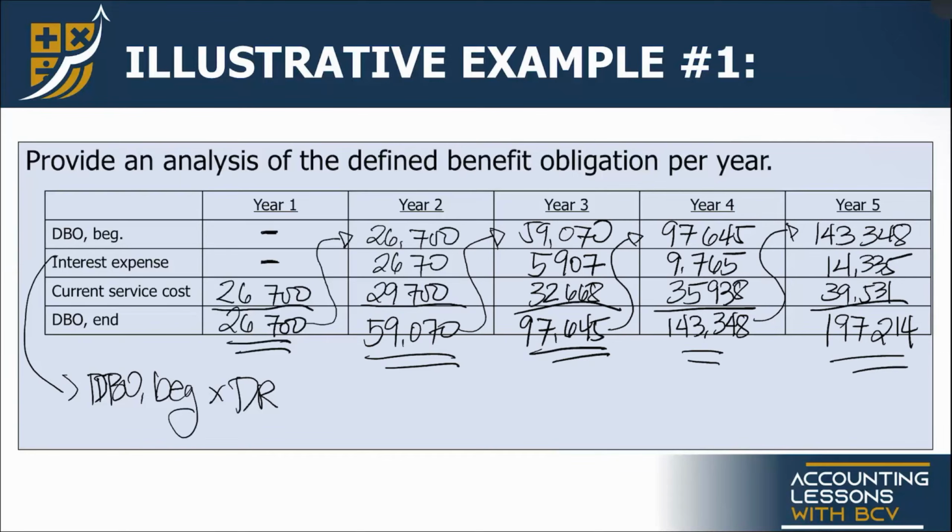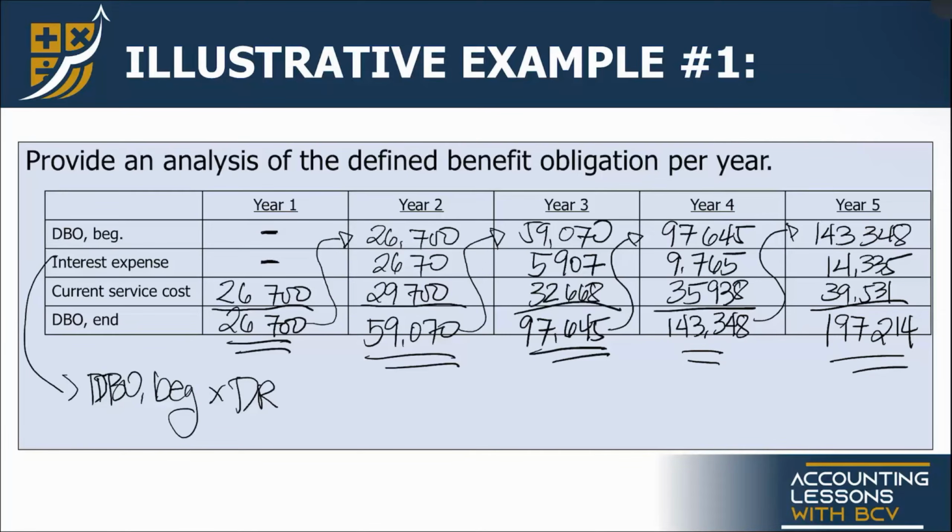Okay. When we get to year 5, it should equal the total annual benefit we computed earlier. In step number 2, we already computed the total annual benefit, right? How much was that again? 39,531 times 5 years. Right? 197,655? So your DBO ending at year 5 should equal that. What happened here is that due to rounding differences, we have a small difference. This is simply due to rounding differences.